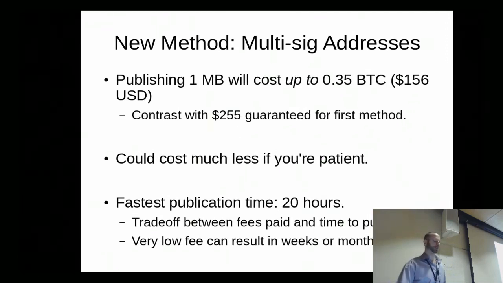So here's some numbers. To publish 1 megabyte using this method will cost up to 0.35 Bitcoin, which is about $150. Now, notice I've got in italics there "up to," and I'll get into some more about that later. And contrast this with the about $255 guaranteed you will burn in the first method. So that's pretty good just right off the bat.